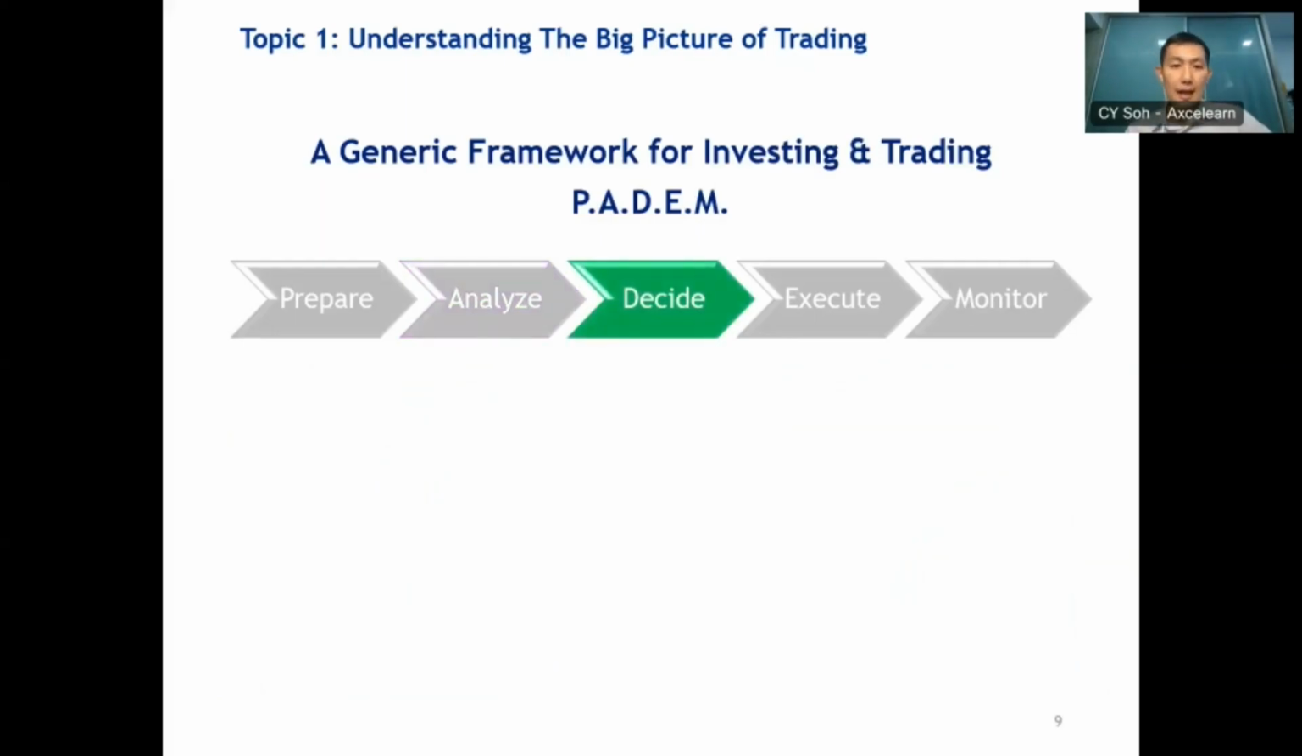Stage 3, after you analyze, is for you to decide. In fact, many people get stuck in stage 2 for a very, very long time. Even people who have been in the market for many years still get stuck in stage 2 for a very long time. They analyze too much about the market. They spend too much time in their analysis.